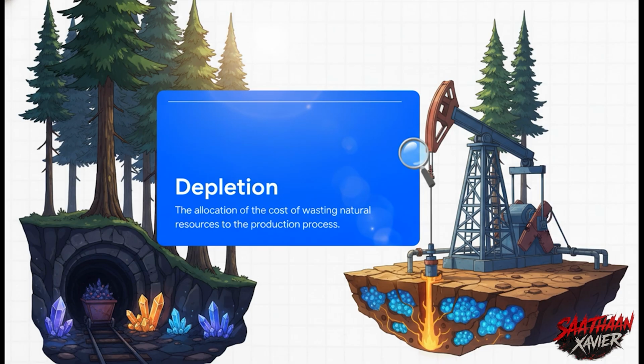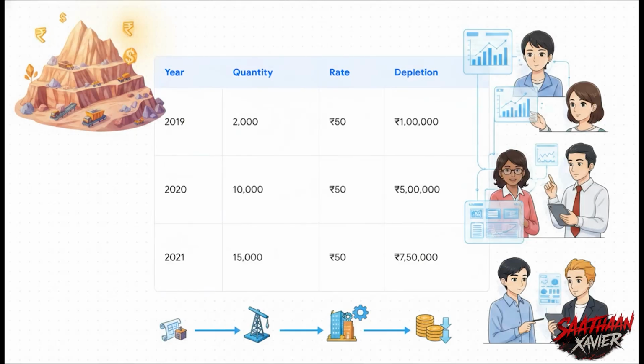So how do we actually account for that? Well, it's a pretty simple formula. You just divide the total cost of the asset by the estimated total quantity available, and that gives you a depreciation rate per unit. Then your annual depletion is just that rate multiplied by whatever quantity you actually extracted that year.